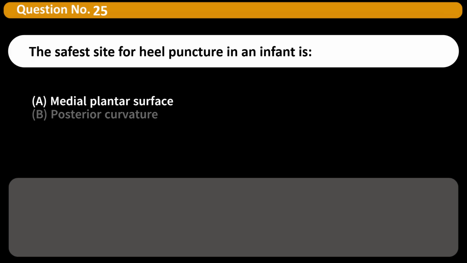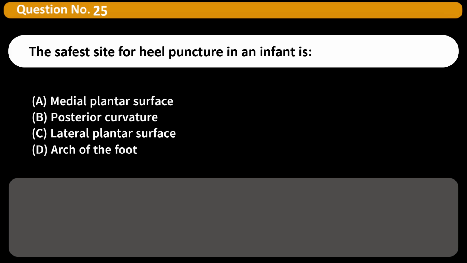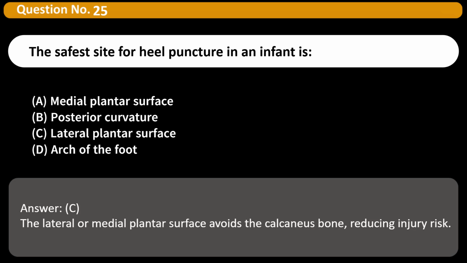The safest site for heel puncture in an infant is A. Medial plantar surface. B. Posterior curvature. C. Lateral plantar surface. D. Arch of the foot. Answer C. The lateral or medial plantar surface avoids the calcaneus bone, reducing injury risk.